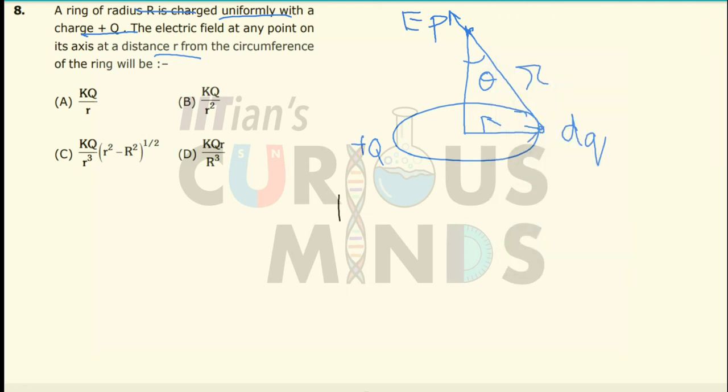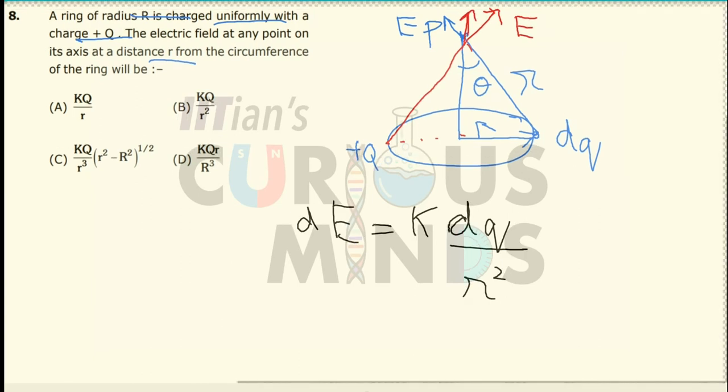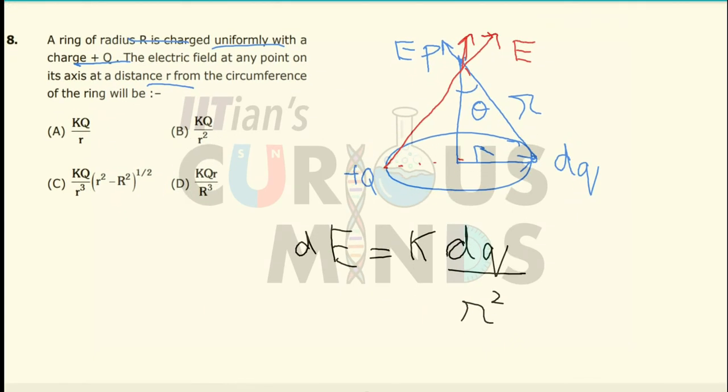This electric field is given as k dq divided by r square, since this is a small electric field. But if I take a diametrically opposite point, exactly opposite to this across the diameter, its electric field will be in this direction. So if you see, the electric fields are in different directions. Now in order to resolve it in the vertically upward direction, this angle will be equal to theta.